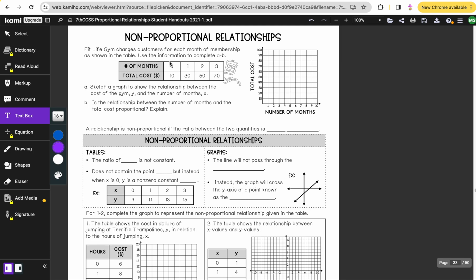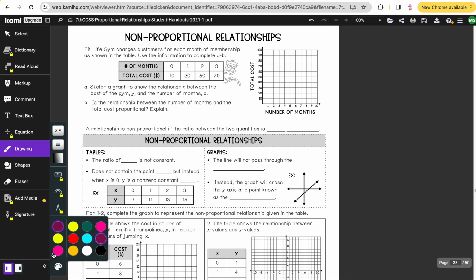So FitLife Gym charges customers for each month of membership as shown in the table. Use the information to complete parts A and B. Part A is asking us to sketch a graph to show the relationship between the cost of the gym, y, and the number of months, x.